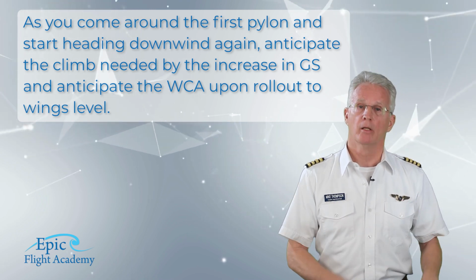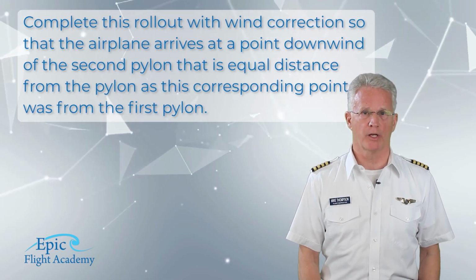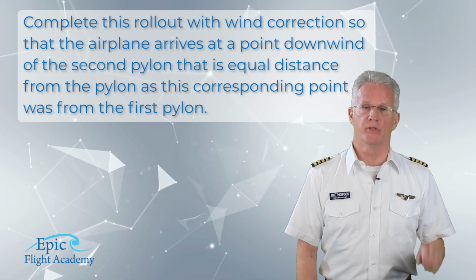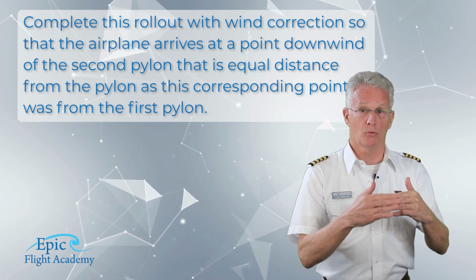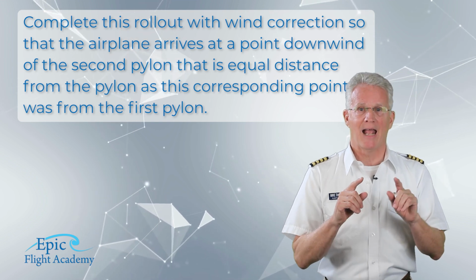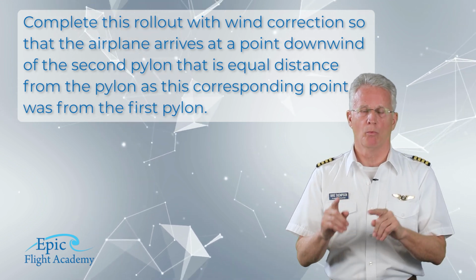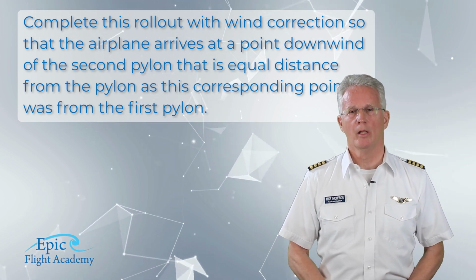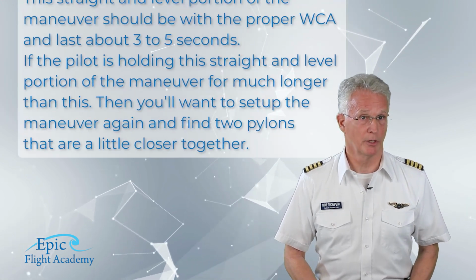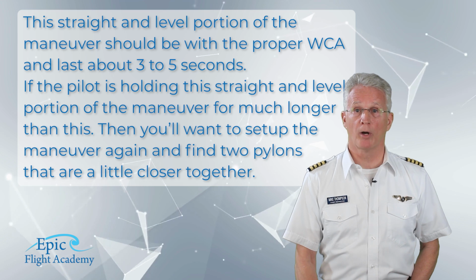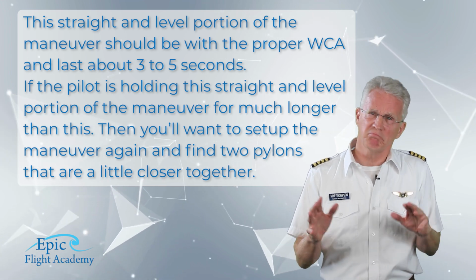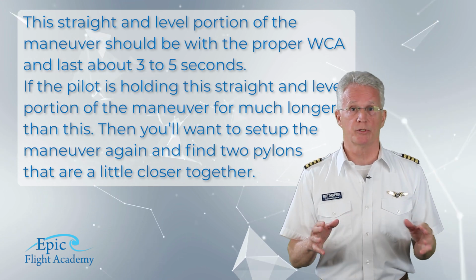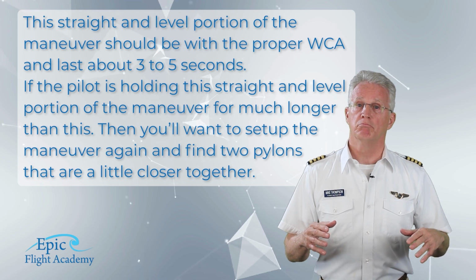level. Complete this rollout with your wind correction so that the airplane arrives at a point downwind of the second pylon that is equal distance from the pylon as the corresponding point was from the first pylon. This straight and level portion of the maneuver should be with the proper wind correction angle and last about 3 to 5 seconds.